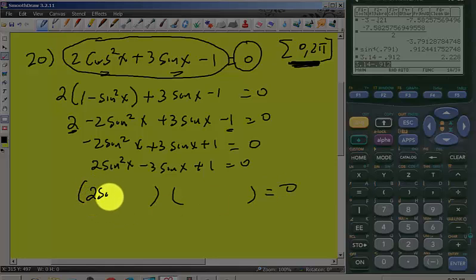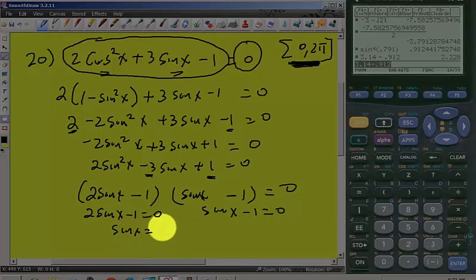I get a 2 sine x. I get a sine x. Factors of 1 is 1 and 1. I need to make negative 3 in the middle, so both of these are negative. Okay, does that work? It looks like it does. So 2 sine of x minus 1 is equal to 0, and sine of x minus 1 is equal to 0. Solve for this, I get sine of x is equal to positive 1/2. And solve for this, I get sine of x is equal to 1.